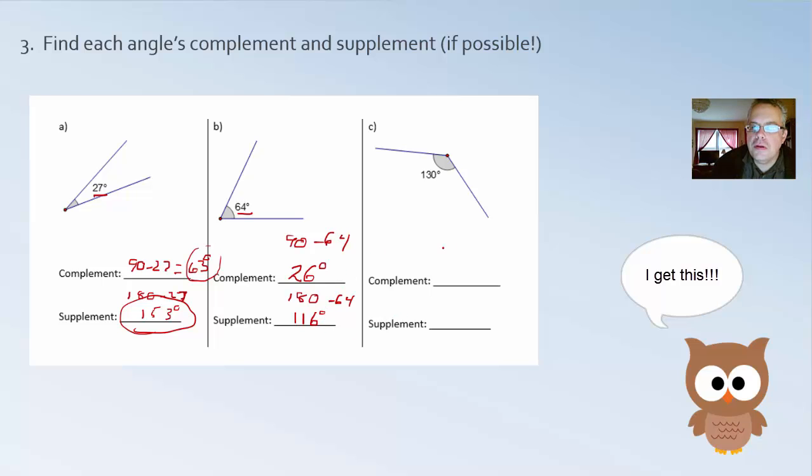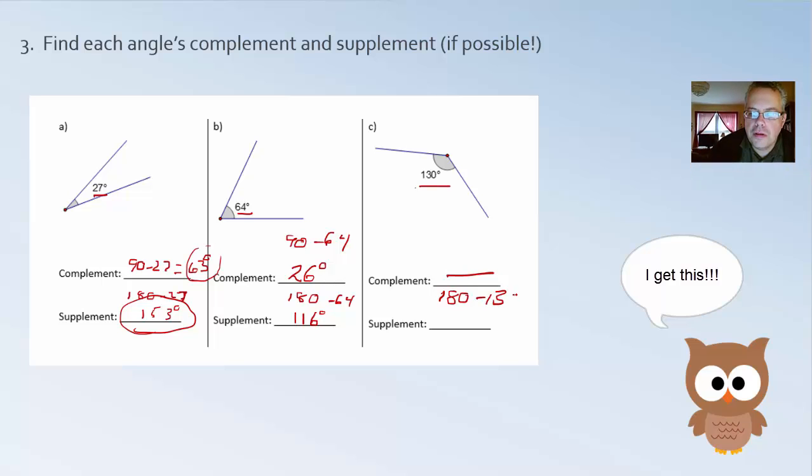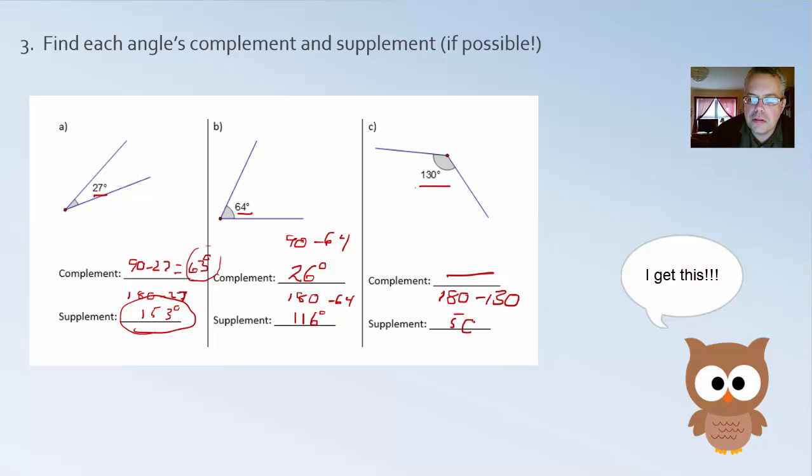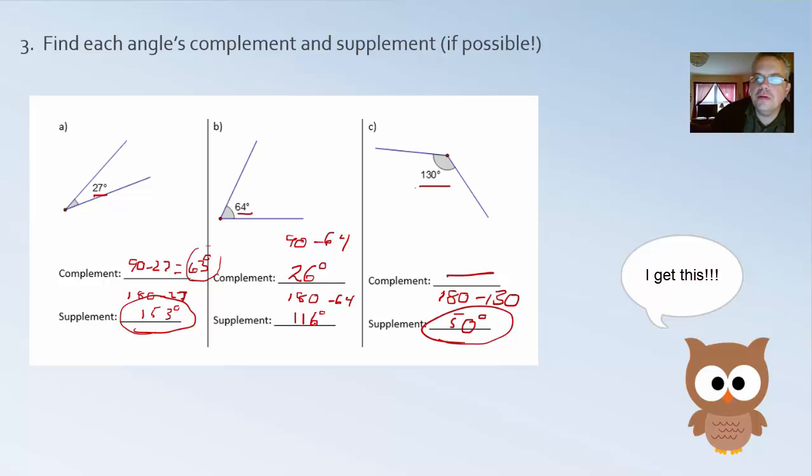All right, so far so good. Here we have a 130-degree angle. Well, a 130-degree angle doesn't have a complement because it's already greater than 90 degrees. There's no angle I could add to that to equal 90. And we don't talk about negative angles this year in geometry. In geometry, angle measures are only positive. So there is no complement, so we'll just leave it blank. It does have a supplement though. If you do 180 minus 130, you get 50 degrees. So its supplement is 50 degrees.